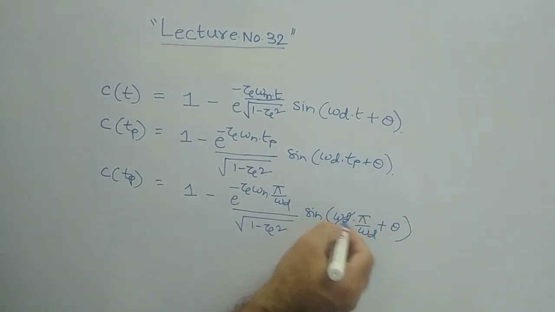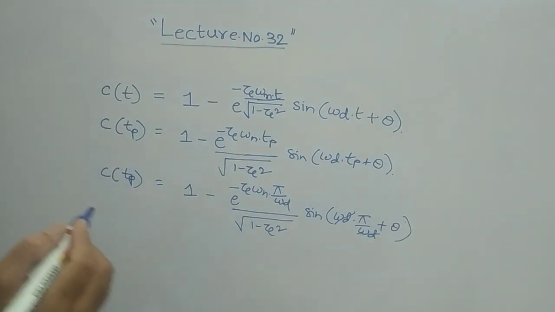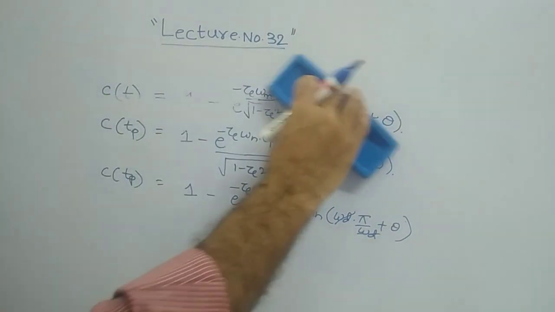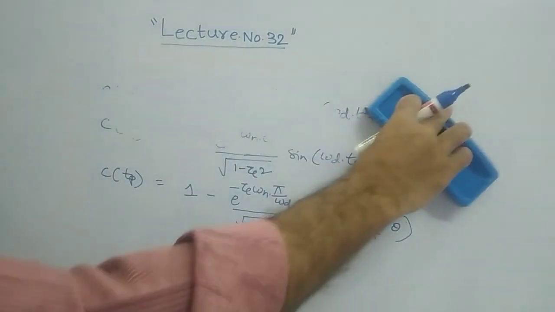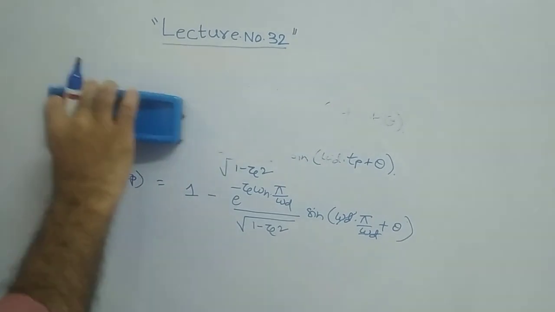So this omega d gets cancelled. Clear? So what will you get in the next step? I will write the next step for you here.